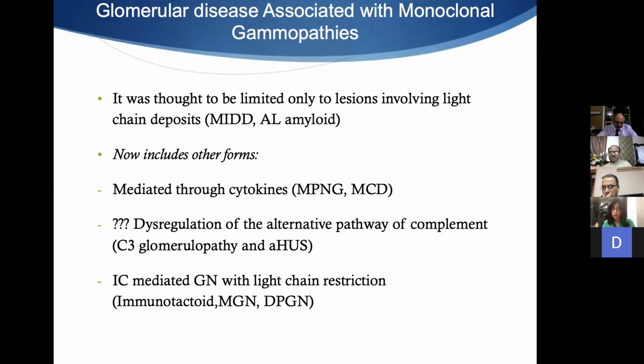Yes, it doesn't stain in the silver stain as well. It gets lost in the silver stain, even in dense deposit disease, the same. If silver stain is lost, it's lost because of deposits. I think so. And in dense deposit disease, it's also lost in the tubules. But that doesn't happen with the light chains.